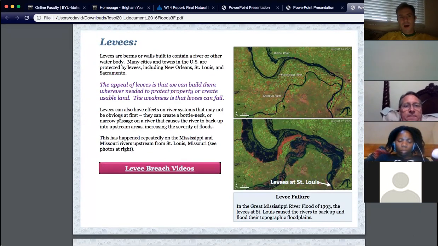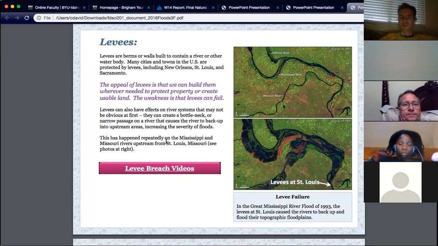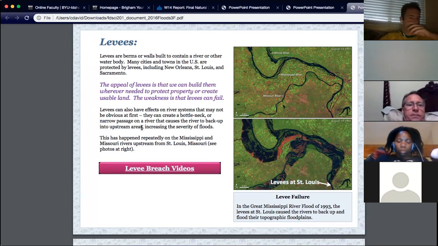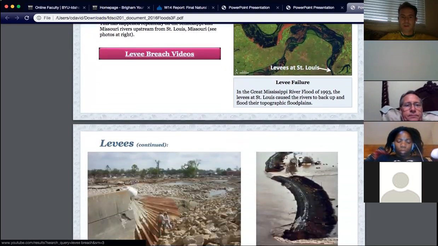So yeah, I also like this paragraph right here. I think this is really good. It brings up a couple other things that we need to think about with levees. They can also have effects in the river that may not be obvious at first. They can create a bottleneck or narrow passageways that can cause the rivers to back up, which can increase the severity of flooding. So sometimes you get that bottleneck, which can cause problems.